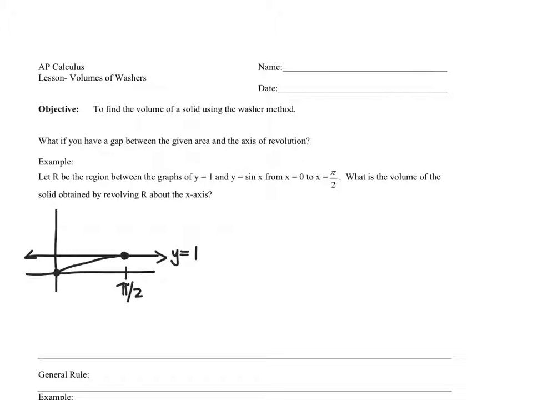I don't think there's a way I could sneak in the y equals sine of x there, so I'm just not even going to bother. Right? We're going to spin this around the x-axis. So here's x, and that's our axis of revolution.